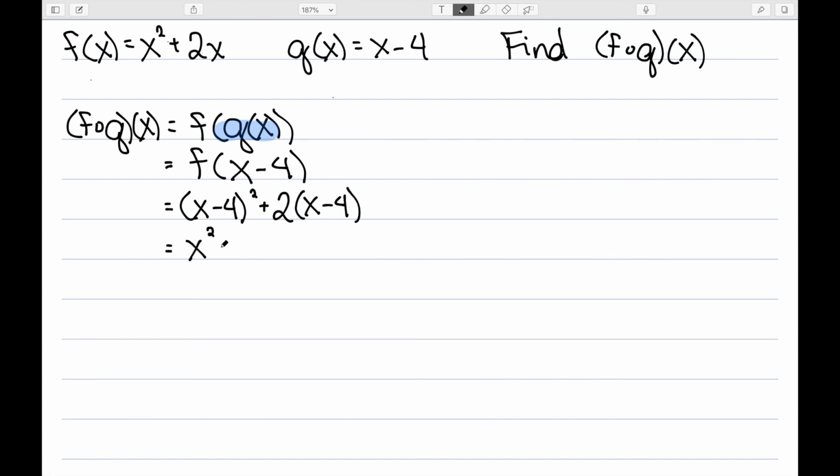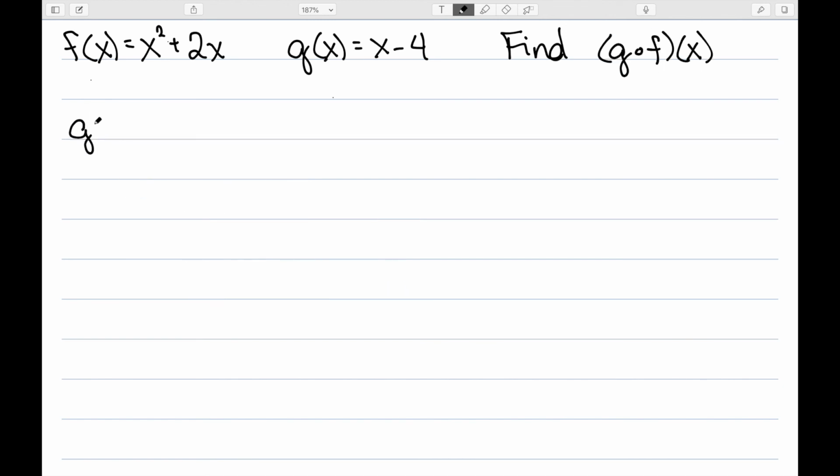Distributing this, we have x squared minus 8x plus 16 plus 2x minus 8. So this simplifies to x squared minus 6x plus 8.